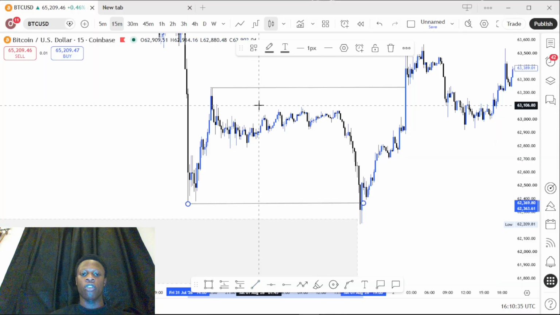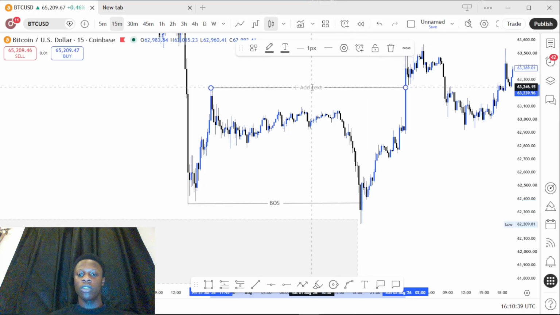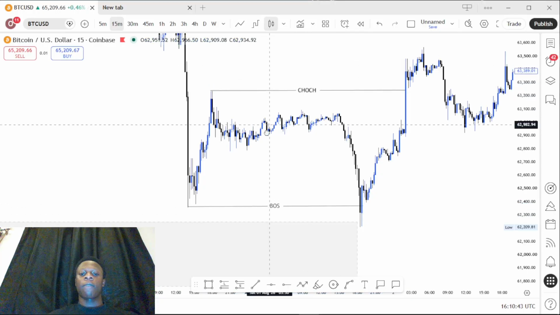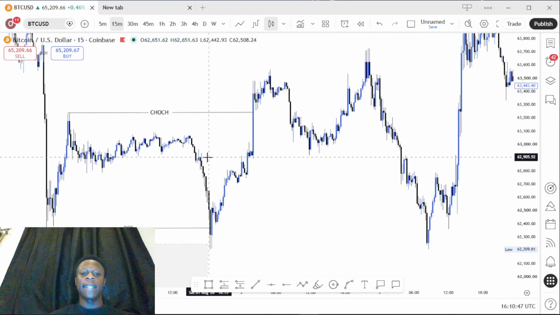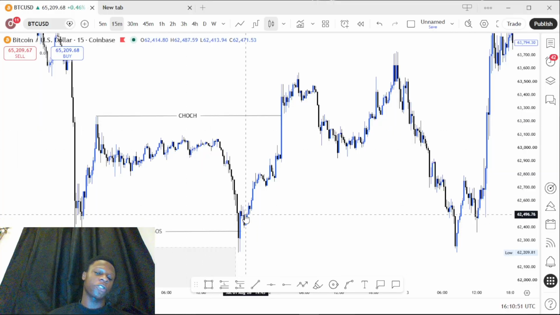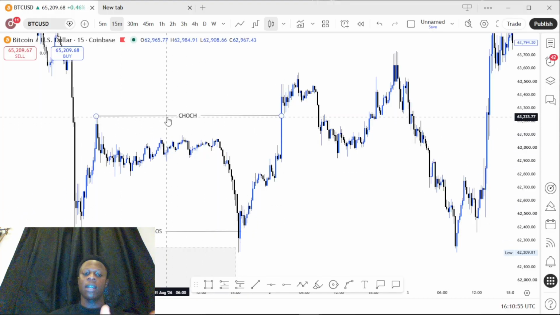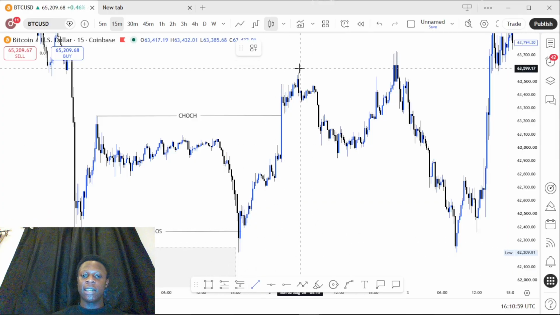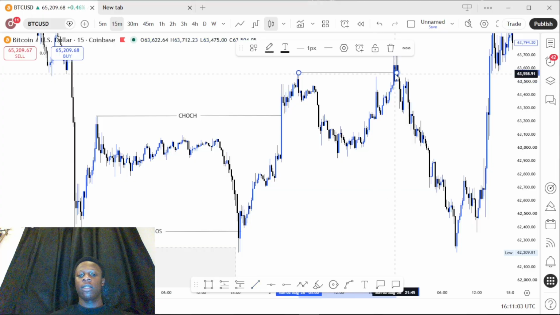This is my break of structure to the downside, and breaking this high now is going to be my change of character, right? Break of structure, and this would be my change of character. Some will use this as a high, but I'm using this very high as a change of character. And after that, you can see another break to the upside right there.